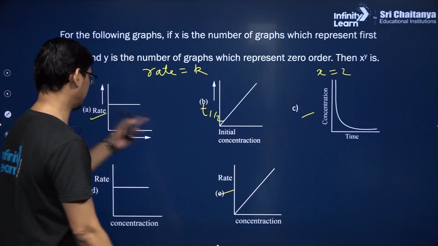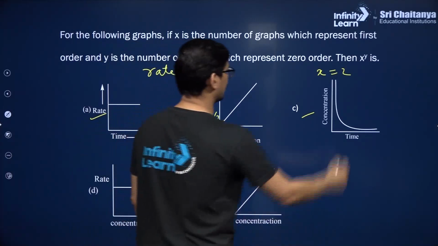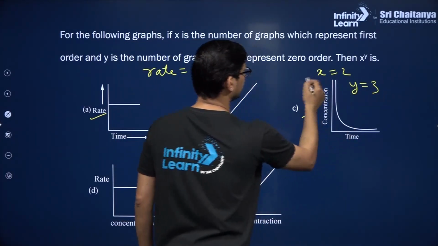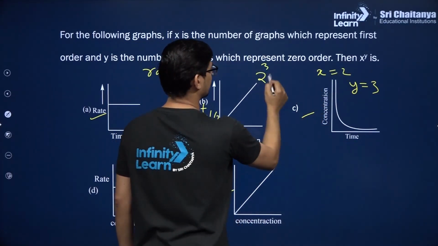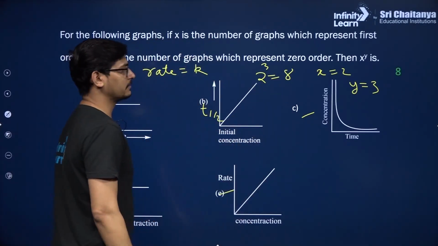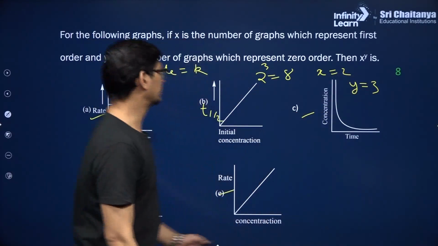So x, a, b and d, these are for zero order. So x is 2, y is 3. So x to y is 2 raised to the power 3, that is 8, right? So 8 is the correct answer here.